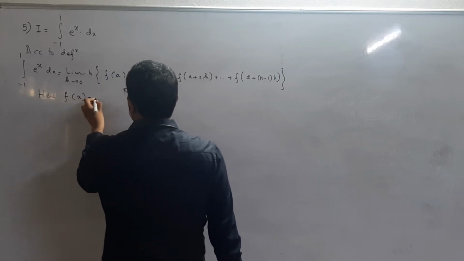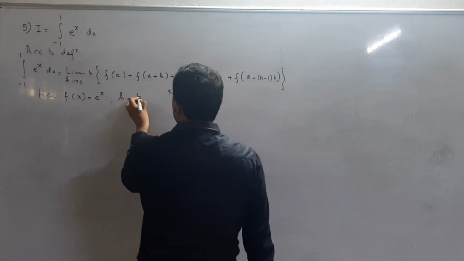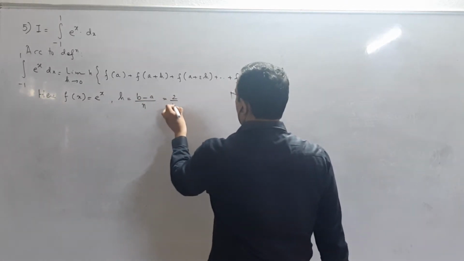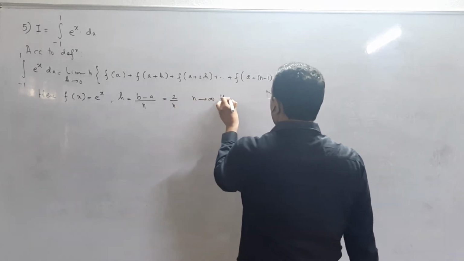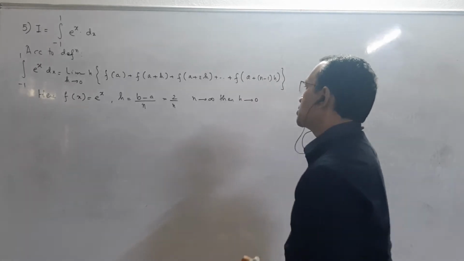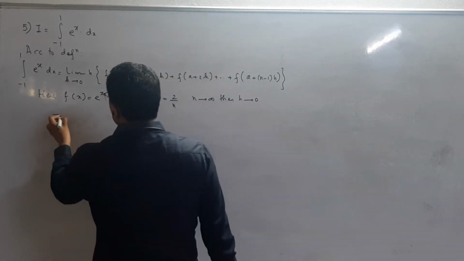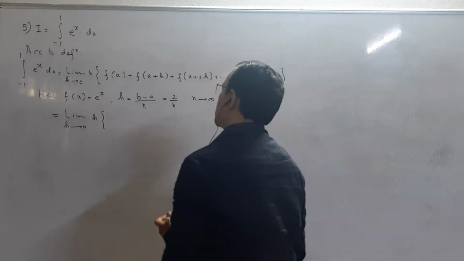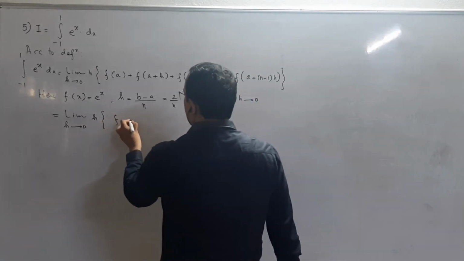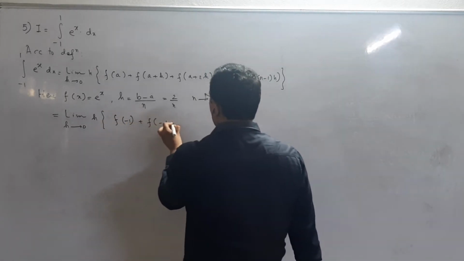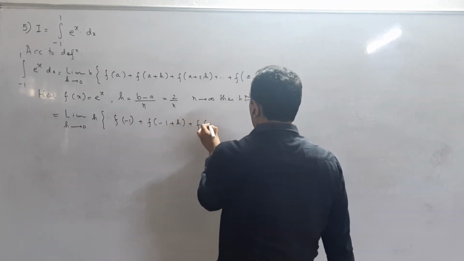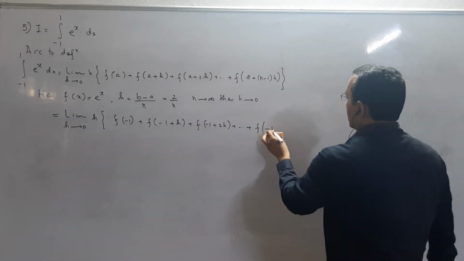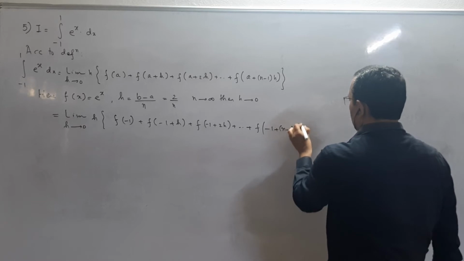Here, f of x is e raised to x, h is b minus a upon n, which is 1 minus minus 1, so plus 1, so 2 by n. As n tends to infinity, then h tends to 0. So this changes to limit h tends to 0. Here look at it in terms of h. f of minus 1, f of minus 1 plus h, f of minus 1 plus twice h, up to f of minus 1 plus n minus 1 into h.